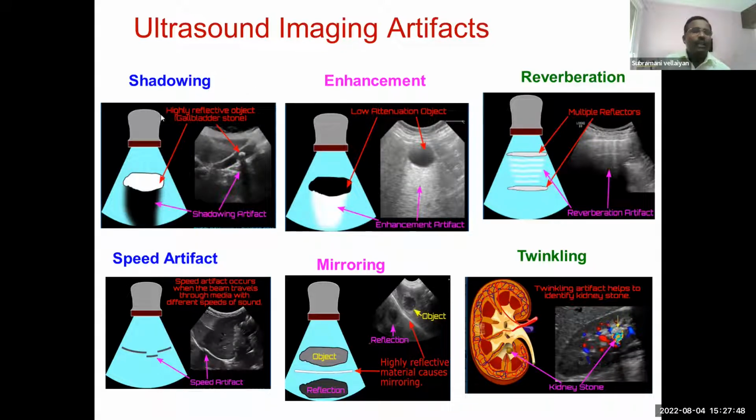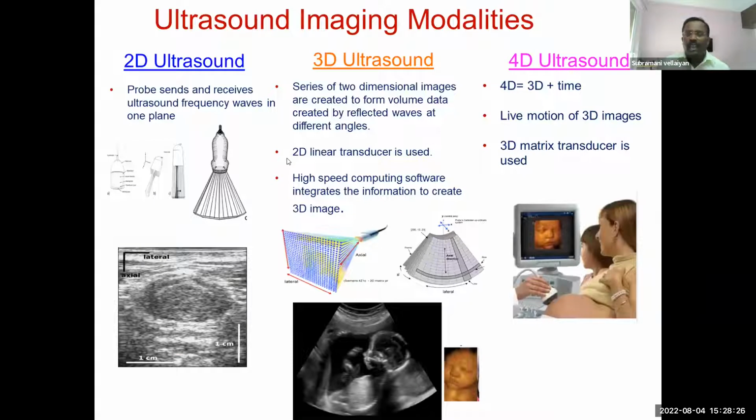There are different kinds of artifacts, like shadowing. That means a highly reflective object, like bone, will give you shadowing underneath it. You have to differentiate this while evaluating or interpreting the images. Similarly, if you look at a low attenuation object, like in a cyst, you can see that the enhancement is different. Similarly, multiple reflections are called reverberation effect, and there are speed artifact, mirroring, and twinkling. Many different artifacts will be there, and we need to understand them.